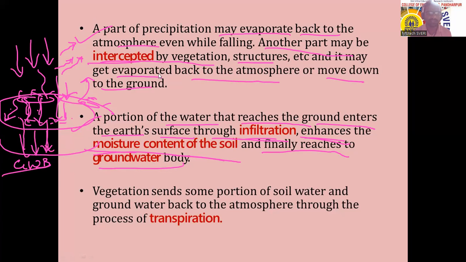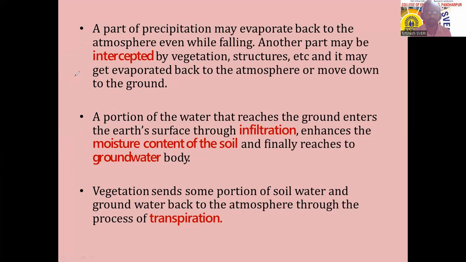The vegetation sends some portion of the soil water and groundwater back to the atmosphere. Whatever water is absorbed by the grasses is released to the atmosphere through the process called transpiration. Is it clear, everyone? So water is lost in the form of interception, evaporation, infiltration, and transpiration. Is it clear, everyone? Yes, sir. Okay.